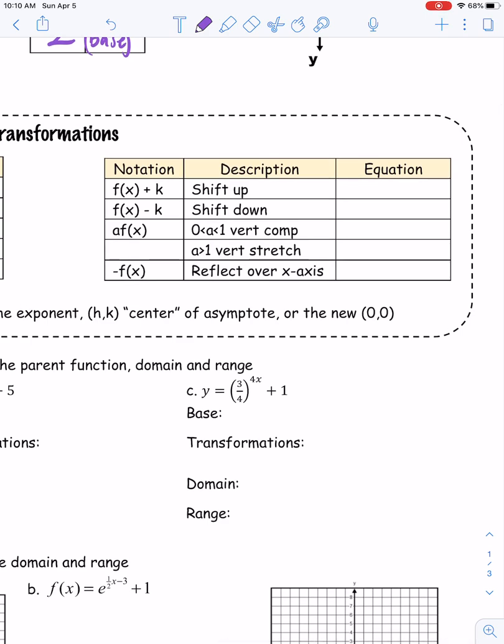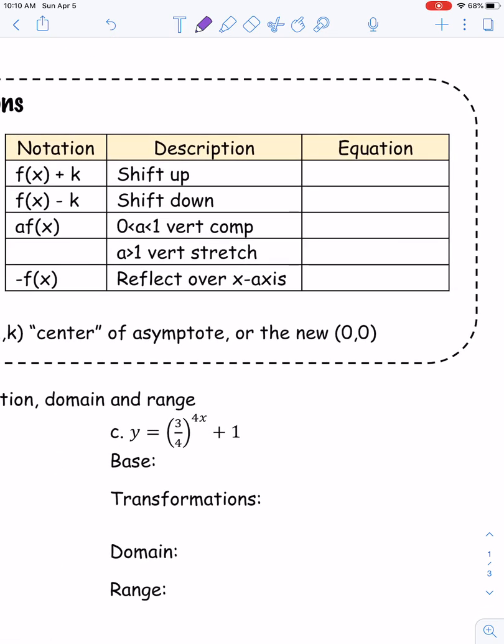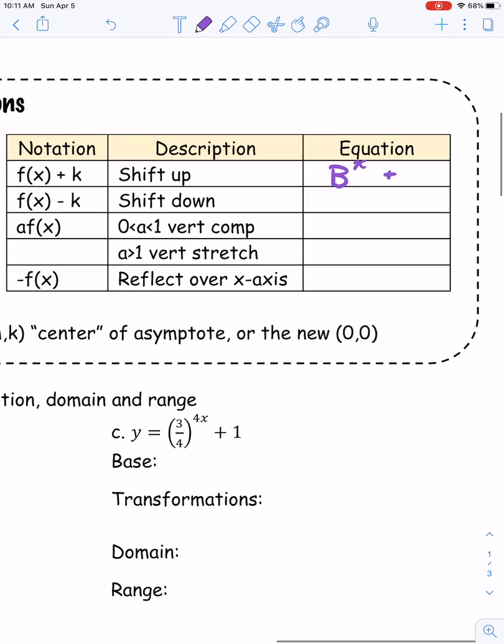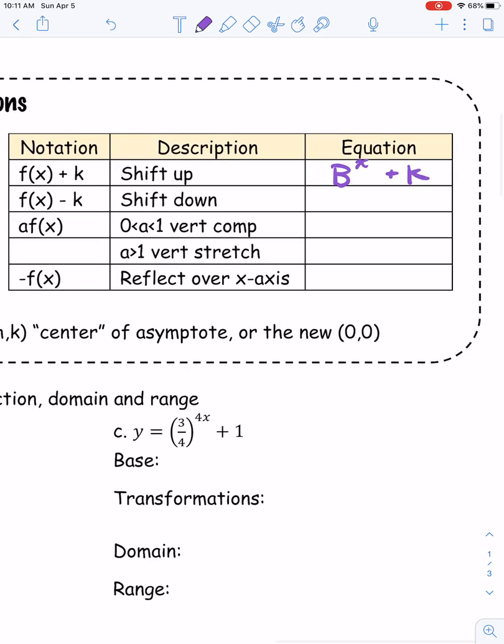All of our vertical transformations are not in the exponent. So if I'm shifting up or down, you're just going to see that outside. That would be some base raised to the x power and then plus some number, or some base raised to the x power minus some number. That's our shifts up and our shifts down.